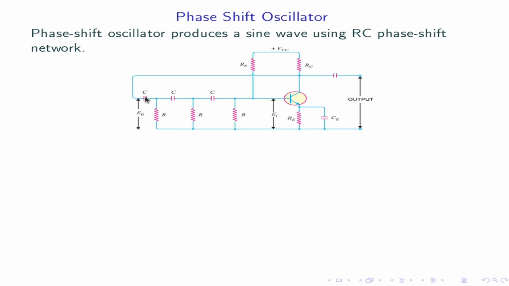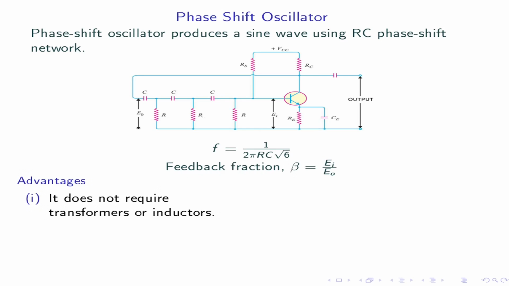In this circuit, each RC network provides a phase shift of 60 degrees, so that there is a total phase shift of 180 degrees. When the circuit is switched on, it produces oscillations of frequency f equal to 1 by 2 pi RC root 6. Thus, this network provides a 180 degree phase shift and the transistor provides another 180 degrees, giving 360 degrees of phase shift, which makes continuous and undamped oscillation. Its feedback fraction is Ei by E0.